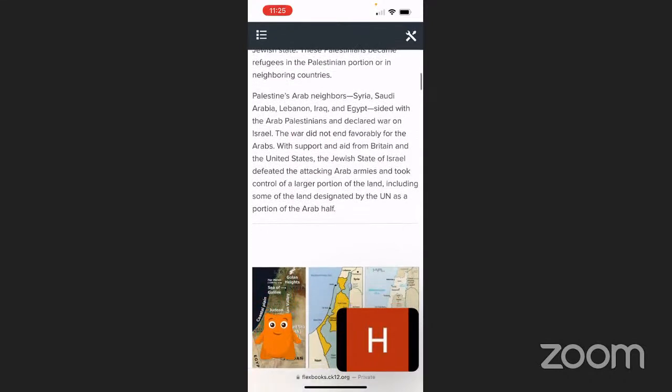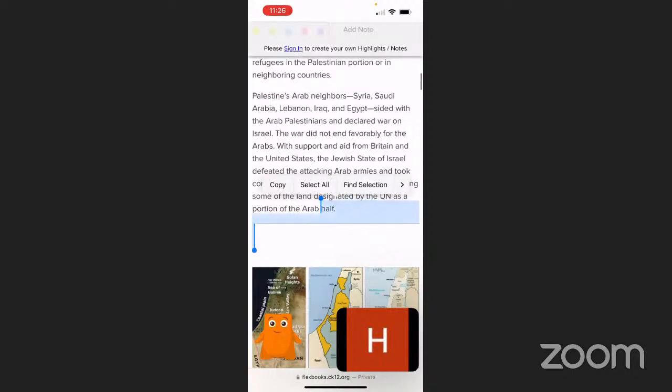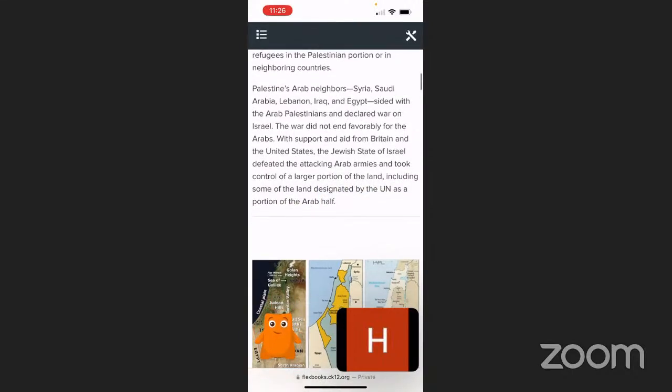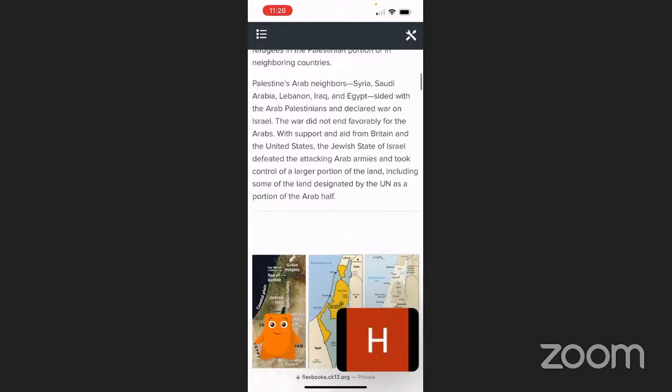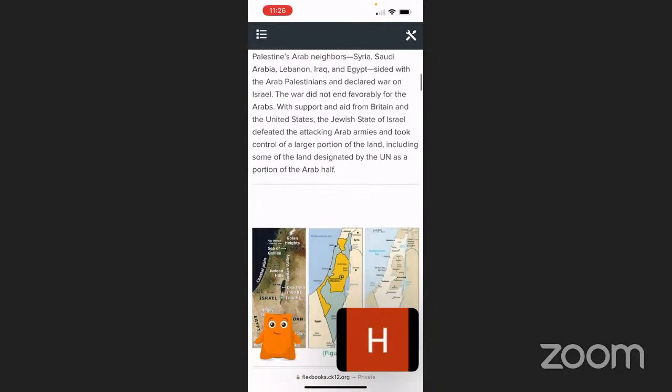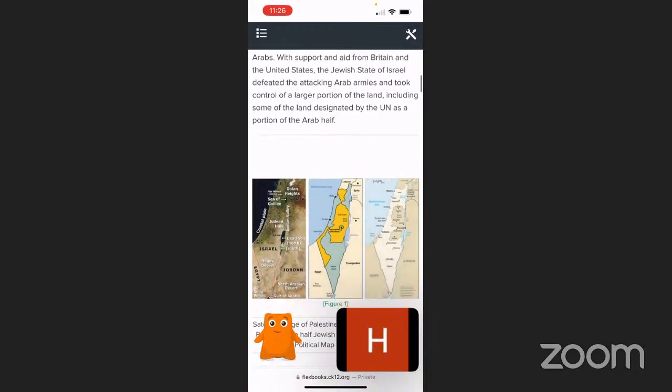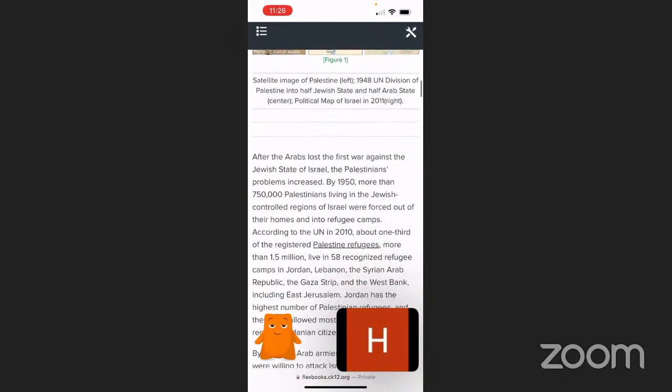Palestinian Arab neighbors Syria, Saudi Arabia, Lebanon, Iraq, and Egypt sided with the Arab Palestinians and declared war on Israel. The war did not end favorably for the Arabs. With support and aid from Britain and the United States, the Jewish state of Israel defeated the attacking Arab armies and took control of a larger portion of the land, including some of the land designated by the UN as a portion of the Arab half.